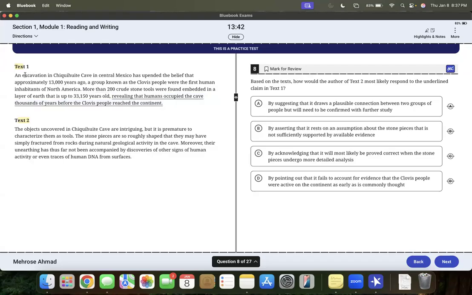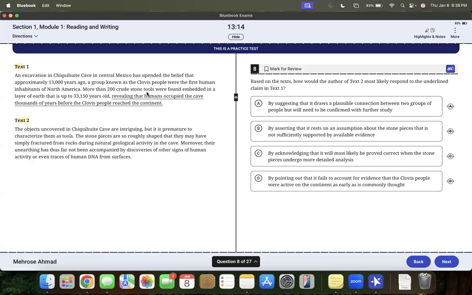Okay, text one. "An excavation in Chuhite Cafe in central Mexico has upended the belief that approximately 30,000 years ago, a group known as the Clovis people were the first human inhabitants of North America. More than 200 crude stones were found embedded in a layer of earth up to 33,150 years old, revealing humans occupied the cave thousands of years before the Clovis people reached the continent." Okay.